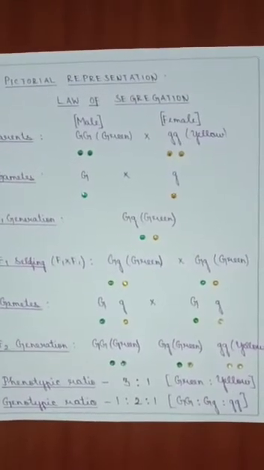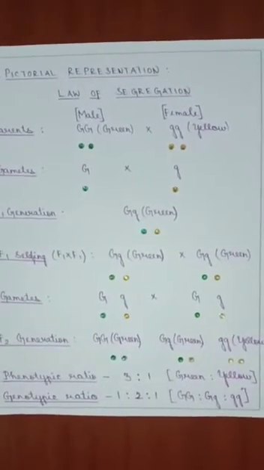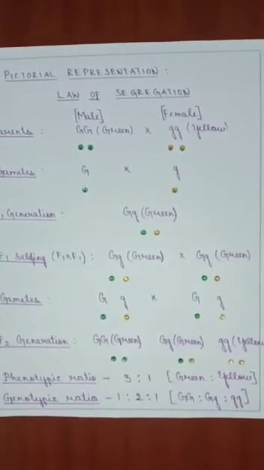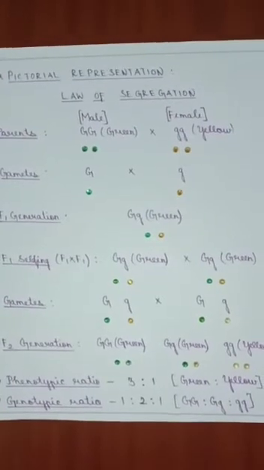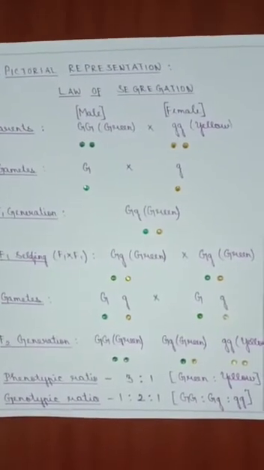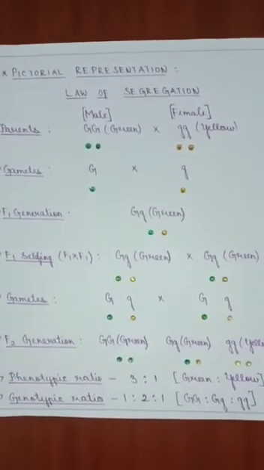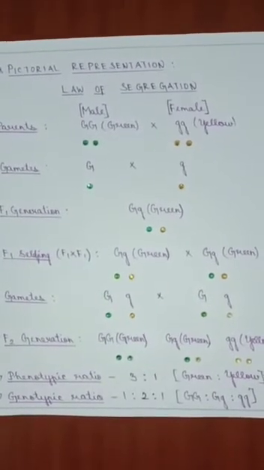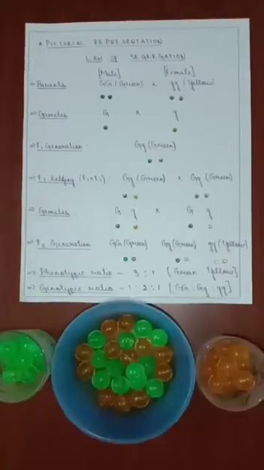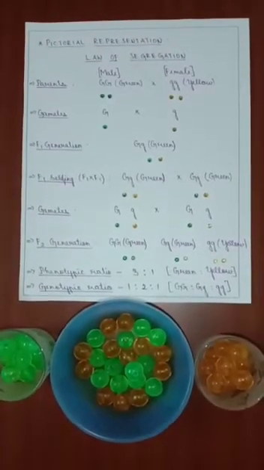When we crossed a homozygous dominant and a homozygous recessive, the F1 generation all resulted in green color, which is heterozygous in nature. But when we self-cross them, the F2 generation had 3 possibilities, which is homozygous dominant green color, heterozygous dominant green color and homozygous recessive yellow color. Hence the law of segregation has been verified.